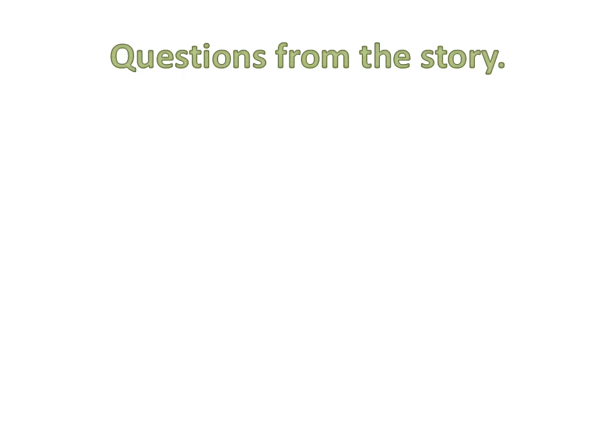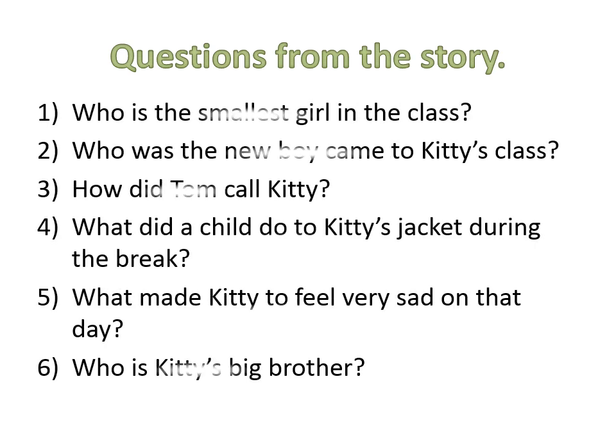I hope you all have understood the story and you can try these questions now. First question, who is the smallest girl in the class? Second one, who was the new boy who came to Kitty's class? Next question, what did Tom call Kitty? Fourth question, what did a child do to Kitty's jacket during the break? Next one, what made Kitty feel very sad on that day? Sixth question, who is Kitty's big brother?